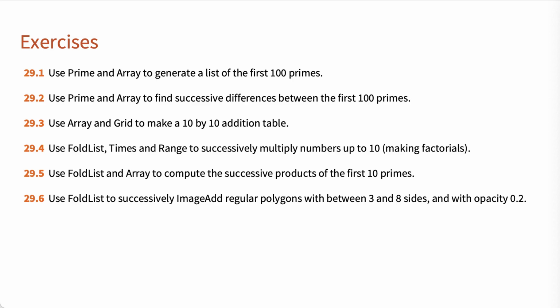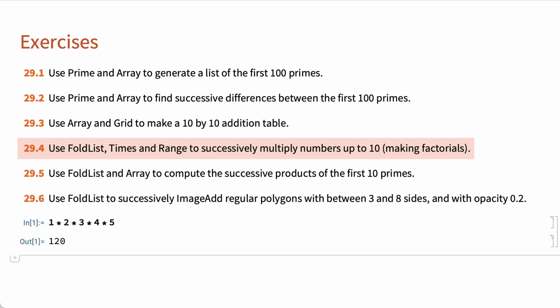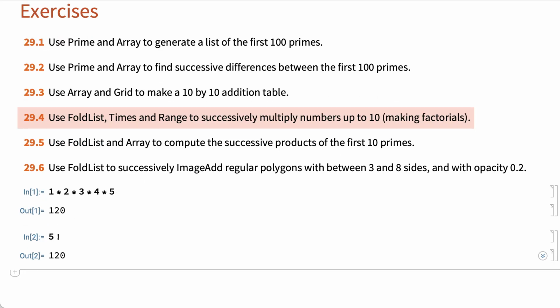As an example, consider exercise 29.4. Use fold list, times, and range to successively multiply numbers up to 10, making factorials. Factorial is a function that takes a number n and multiplies all of the numbers from 1 up to n. For example, this computes the factorial of 5. In mathematics, the factorial of a number is conventionally entered by putting an exclamation mark after the number. For example, this also gives 5 factorial.